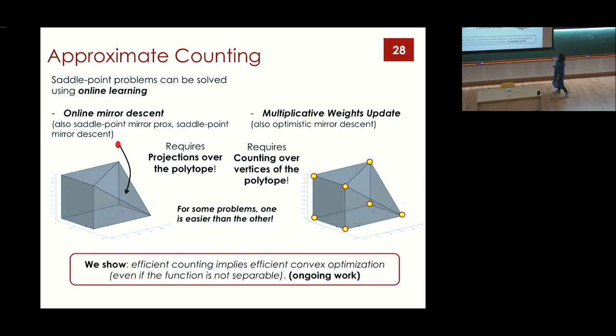in polynomial time. And what we are working on is showing that efficient counting would actually imply efficient convex optimization in general. You may not even have separable functions, but you can do efficient convex optimization by going into a bloated space and counting over the vertices of that combinatorial polytope.